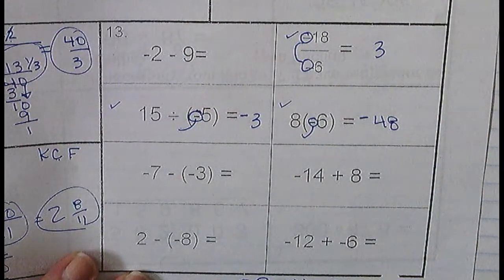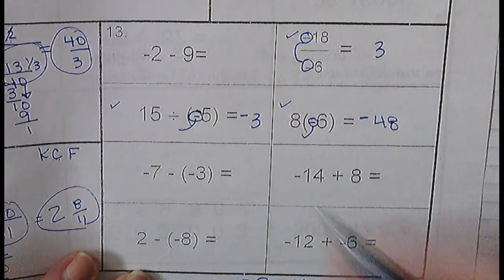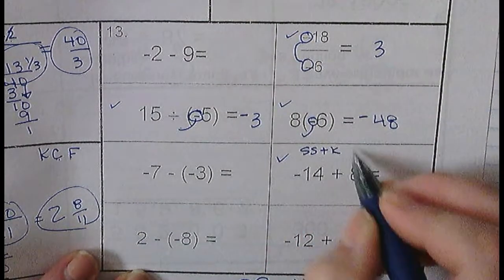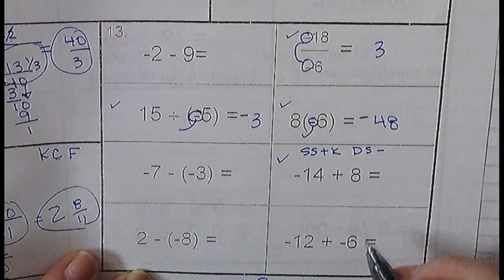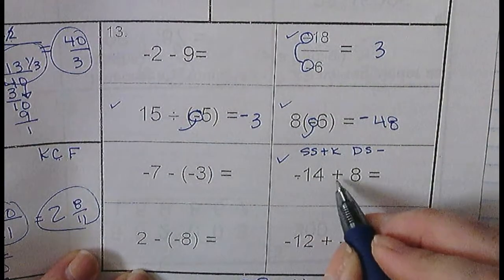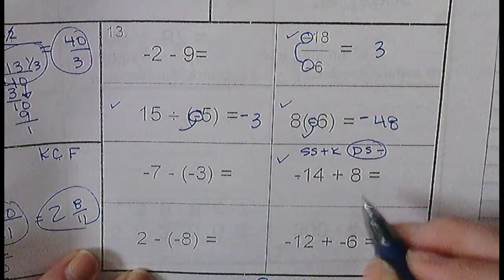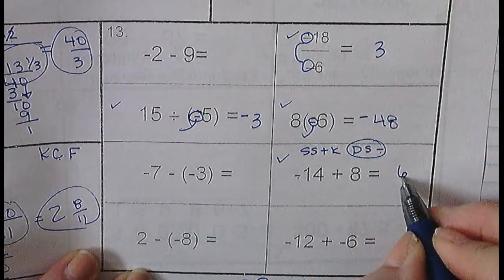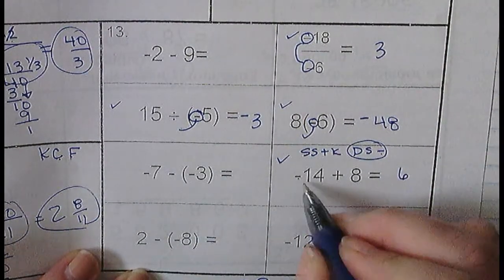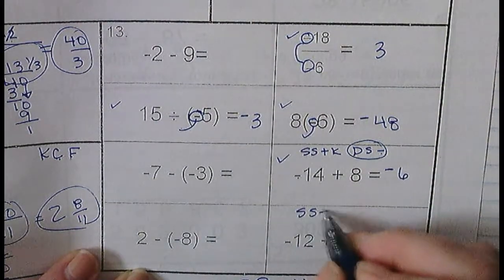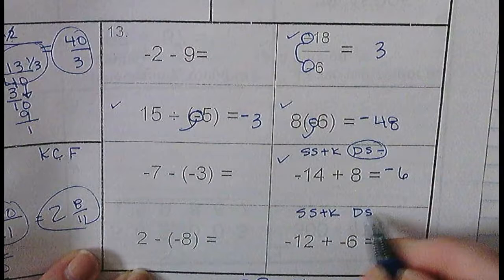That's for sure, because the subtraction ones are the worst. Here we go. Isn't that same sign add and keep, different sign subtract? Negative, that's positive. They're different signs, subtract. So 14 minus 8 is 6. Keep the sign of the bigger number, this one, and then you'll be exact. Same sign add and keep, different signs subtract.